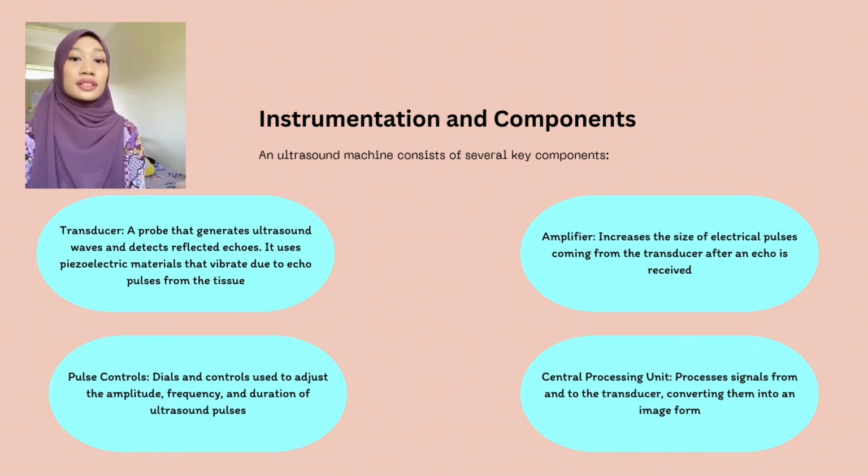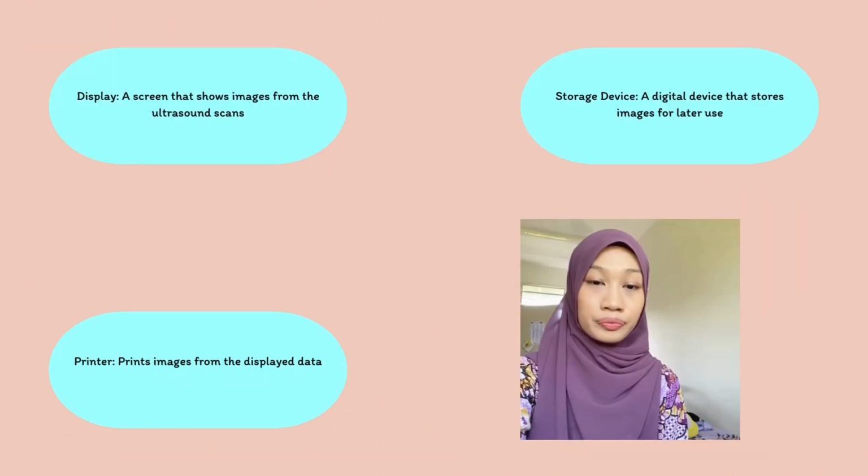Secondly, the amplifier increases the size of electrical pulses coming from the transducer after an echo is received. Thirdly is pulse controls, dials and controls used to adjust the amplitude, frequency and duration of ultrasound pulses. Fourthly, the central processing unit processes signals from and to the transducer, converting them into an image form.